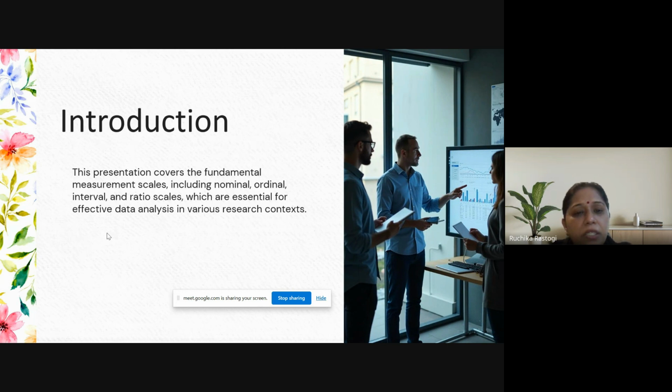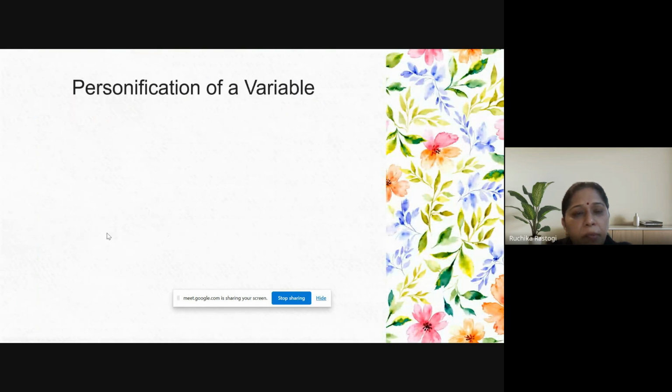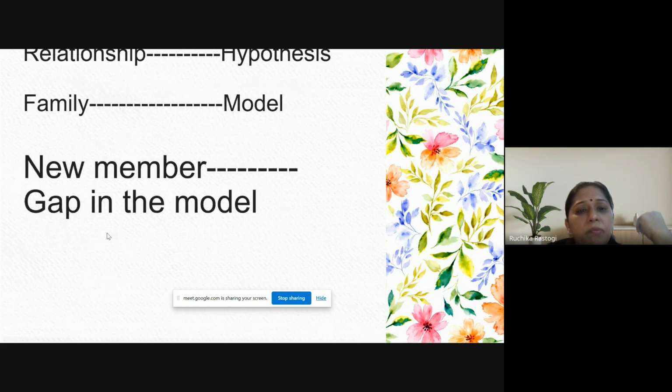We have discussed what a variable is. We have also seen the personification of a variable. A variable is just like a family member, and a variable cannot be understood alone. There are some other variables which need to be together, because only then can the relationship be justified, and that relationship is called a hypothesis. So we have seen the definition of a variable yesterday, and the personification of a variable.